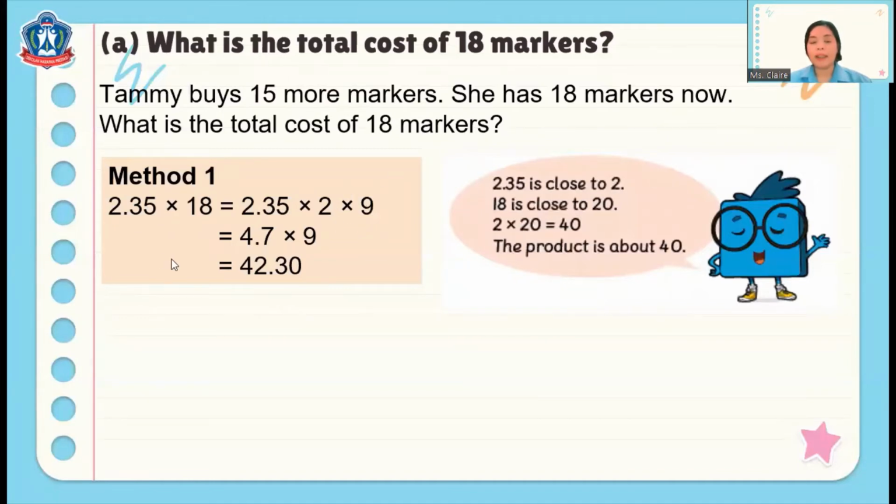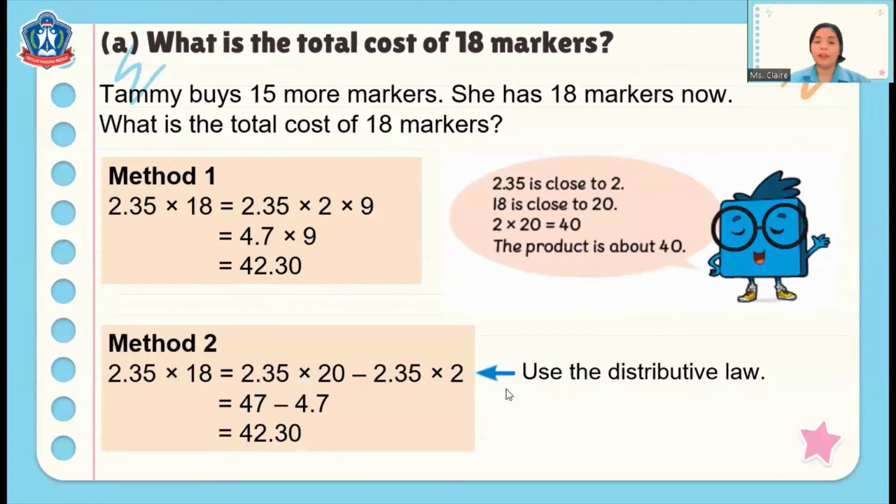So we have 18. We can break the 18 into 2 and 9. Okay, so we will multiply first 2.35 times 2, and that is 4.7. Times 9 is 42.30. So 2.35 is close to 2, and 18 is close to 20. So if we multiply 2 times 20 is 40. So our product 42.30 is actually close to 40.